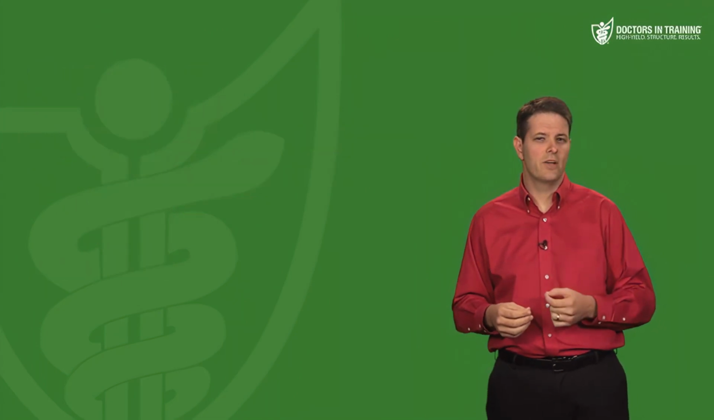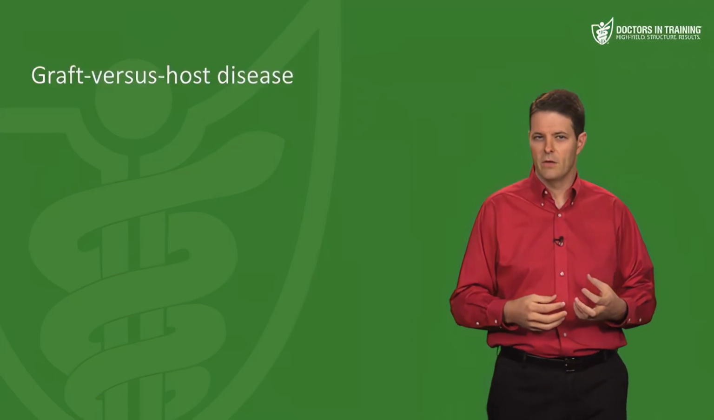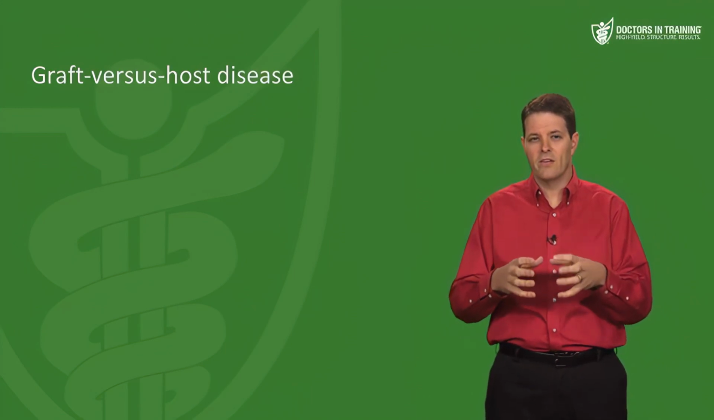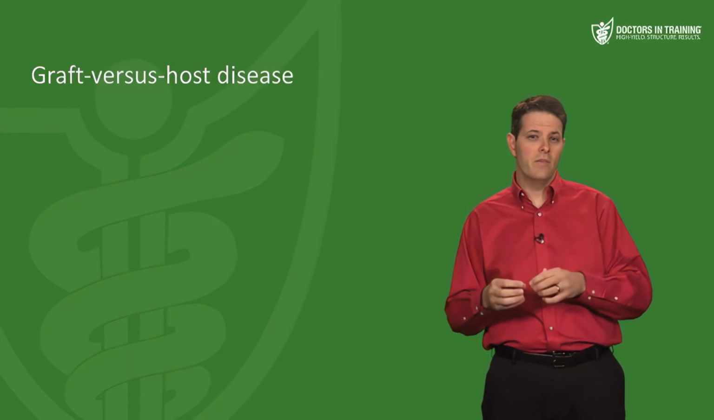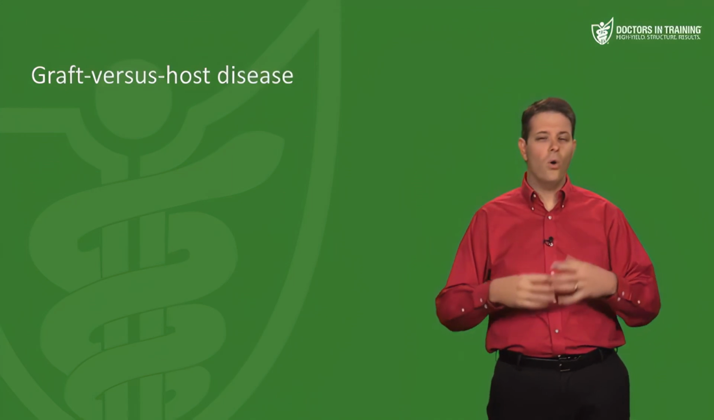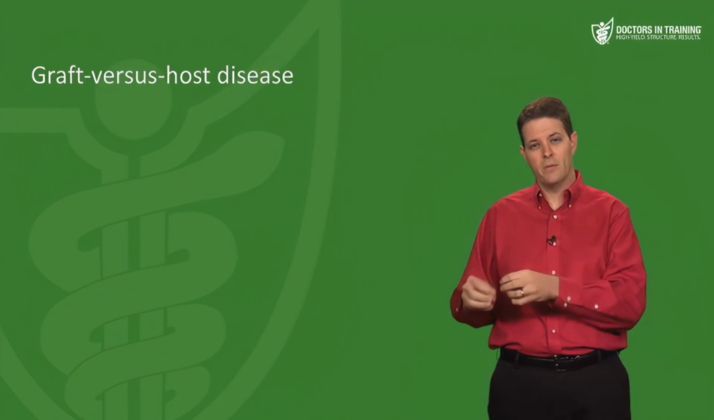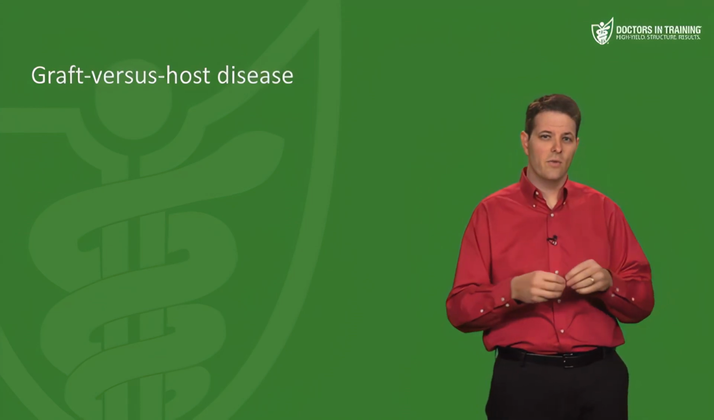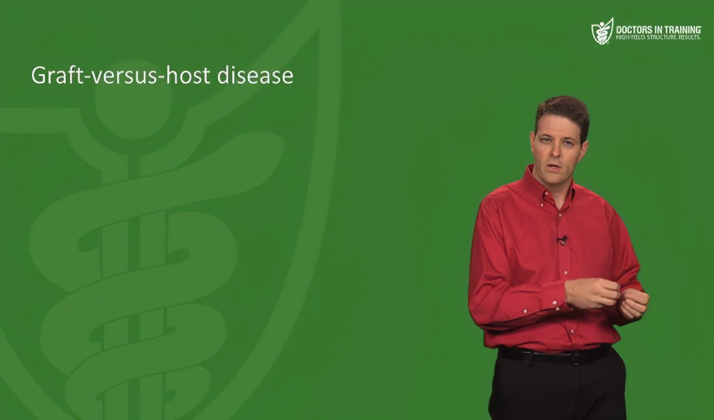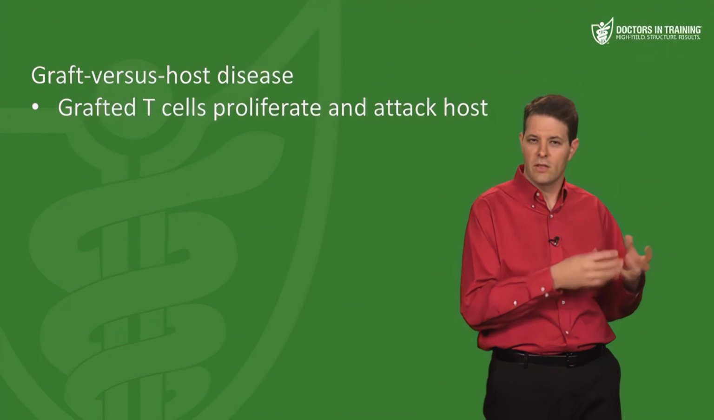Then one last rejection scenario that we see usually with bone marrow transplants is called graft versus host disease. So when you do a bone marrow transplant, you basically kill all the patient's hematopoietic cells with chemo or with radiation, and then you give them new bone marrow from a donor. And this grafted bone marrow is essentially giving the patient a whole new immune system. Well, graft versus host disease occurs when that new transplanted immune system attacks the host as if it recognizes the host as non-self. So it's graft versus host. So the grafted T cells from this new bone marrow proliferate and start attacking the host as foreign.